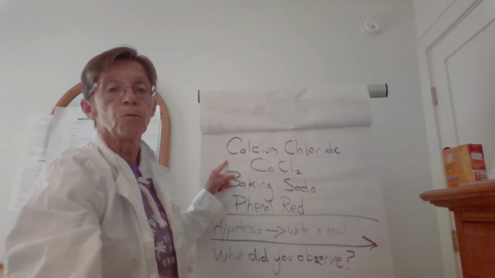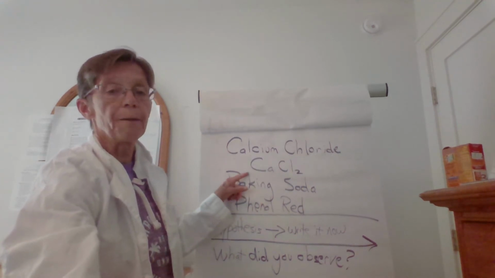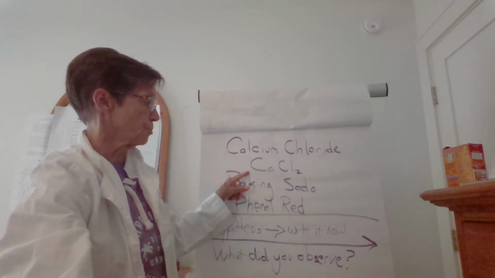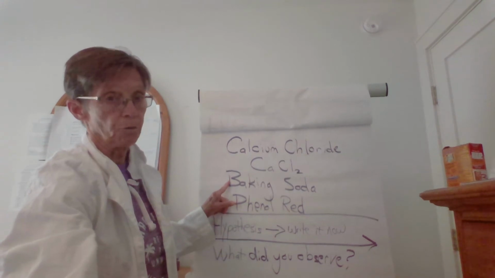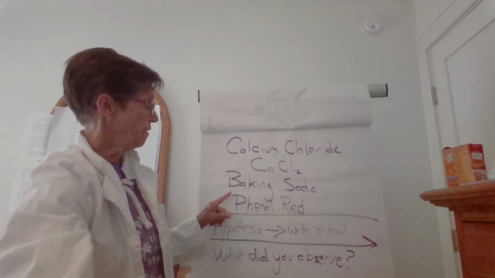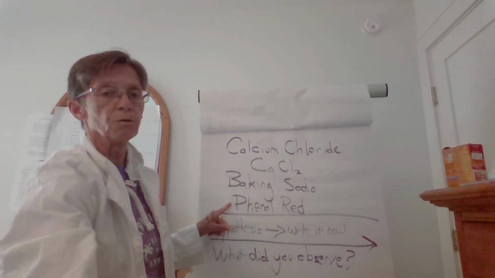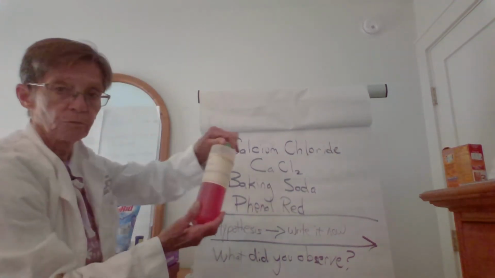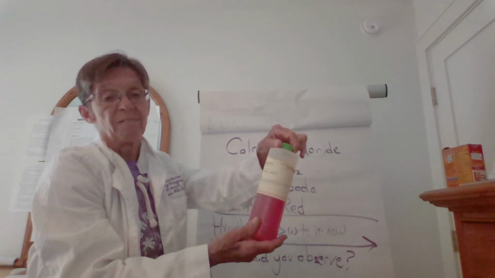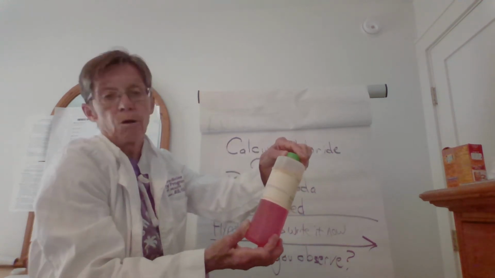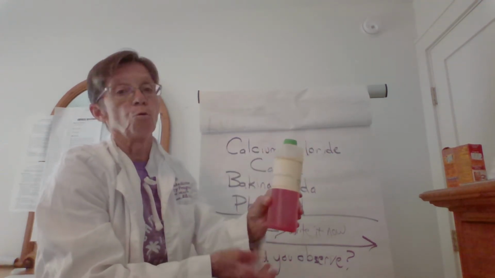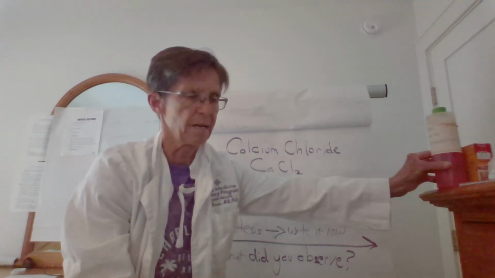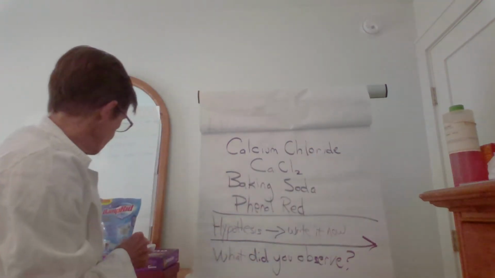So it's calcium chloride. There's its chemical name, which is CaCl2. There's baking soda, which you know very well. And then there's this new substance called phenol red, right? So here's my phenol red. That's what it looks like, all right? So I have a lot of this at school, but I just went online and I got it from Amazon. Don't go out and buy this. You do not need this, okay? It's very helpful in this lab, though.